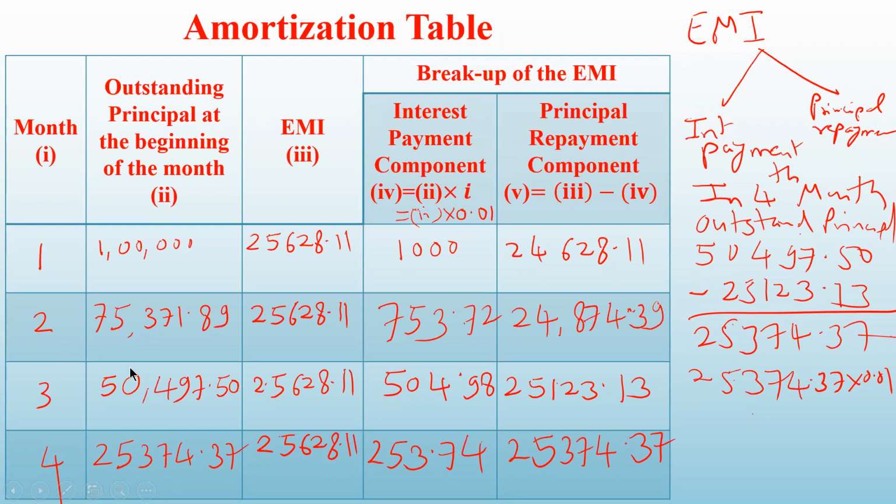So this table is called an amortization table. Okay, you see that after you paid your first installment, the outstanding principal is reducing. See here, 75,371 over here, 50,000 something, and then 25,000. So this outstanding principal is reducing month by month. That is why this method is called a reducing balance method.